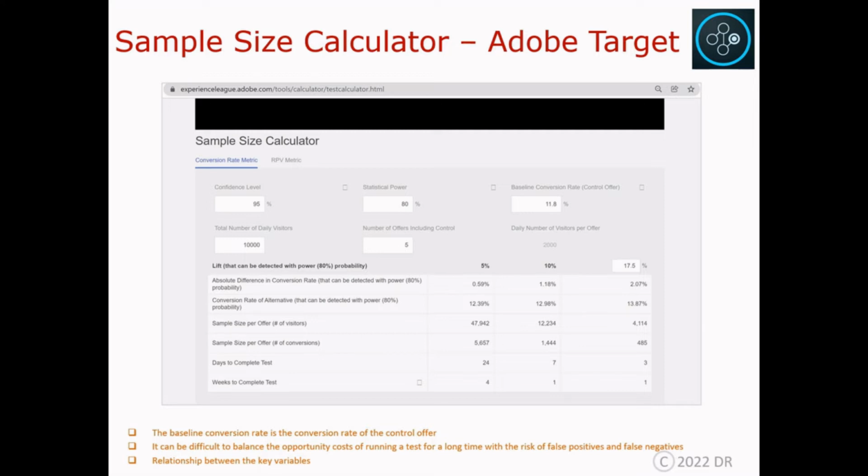Now let's look at the relationship between these variables. For this, we'll go to the live calculator itself and play around with it to get a better understanding.